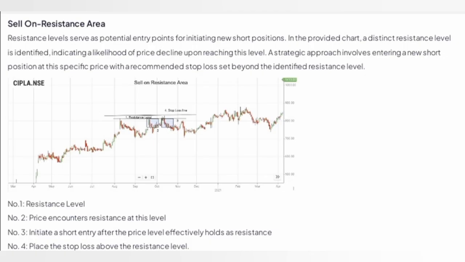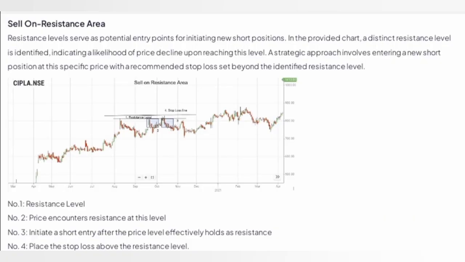Sell on resistance area. Resistance levels serve as potential entry points for initiating new short positions. In the provided chart, a distinct resistance level is identified, indicating a likelihood of price decline upon reaching this level. A strategic approach involves entering a new short position at this specific price with a recommended stop loss set beyond the identified resistance level.